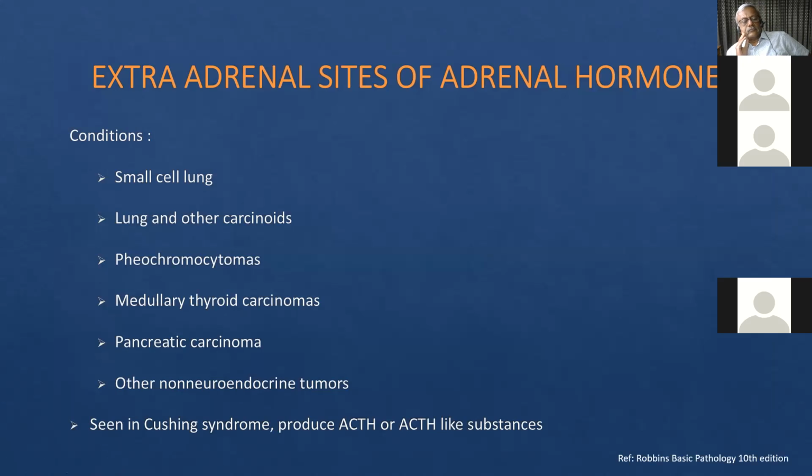Various extra-adrenal sites of the adrenal hormones occur in some conditions like small cell lung carcinoma and carcinoid syndrome, pheochromocytomas, medullary thyroid carcinomas, pancreatic carcinoma, and other non-neuroendocrine tumors. In this condition, there is excessive production of ACTH and ACTH-like substances, which leads to Cushing syndrome-like features.